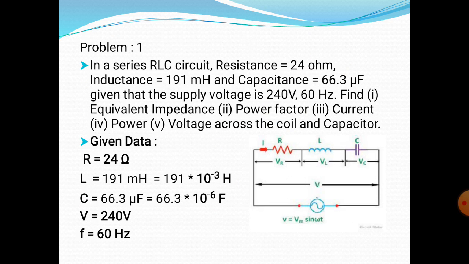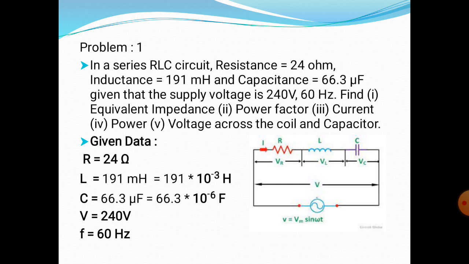Problem 1. In a series RLC circuit, resistance equal to 24 ohm, inductance is equal to 191 millihenry and capacitance equal to 66.3 microfarad. Given that the supply voltage is 240 volt, 60 hertz, find the equivalent impedance, power factor, current, power and voltage across the coil and capacitor.